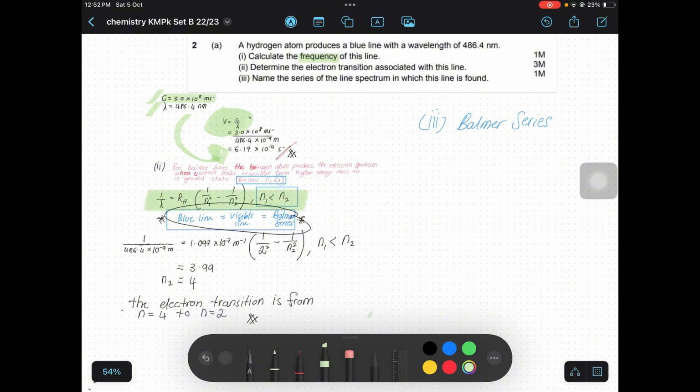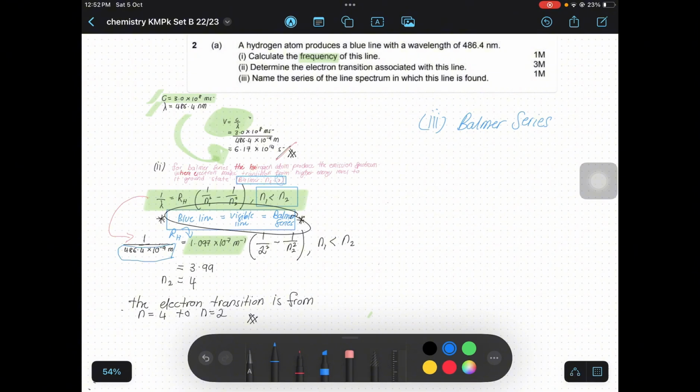Just substitute the value given. We have here the constant value as well, R_H. The R_H value is constant, 1.097 times 10 to the power of 7. Just substitute the value into the formula and calculate.